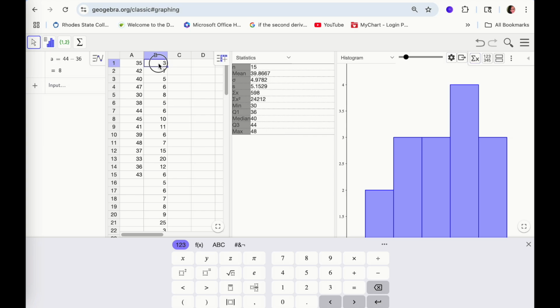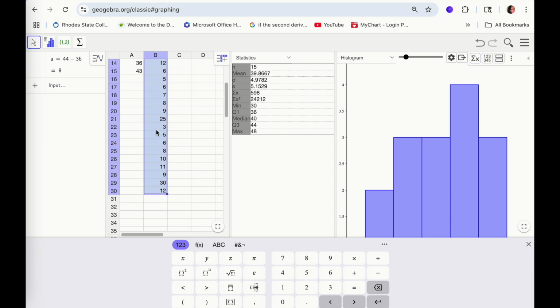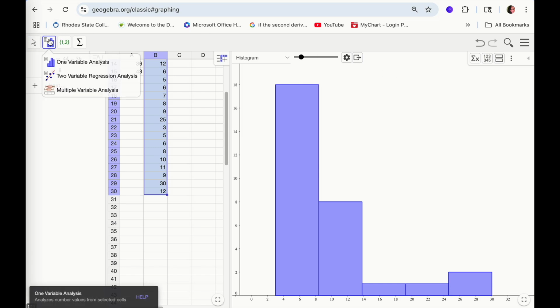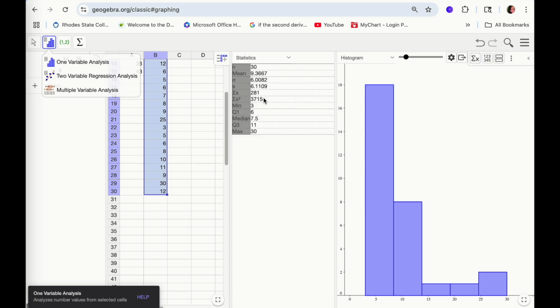Now I want to find the 5-number summary for this data set. I'm going to highlight the data set, choose one variable analysis, and then choose this icon over here with the sigma and the x, and I'll get my 5-number summary. So my minimum is 3.